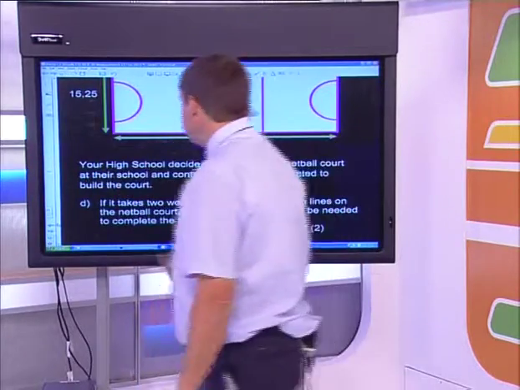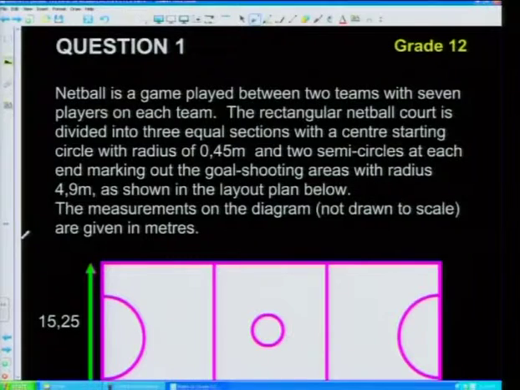Any questions? We actually do. This one comes from Isaiah, who wants to know where you got the radius of the center circle and the radius of the two semicircles. I know we went through it, but it was right in the beginning. The question said netball is a game played, and with the center starting circle with a radius of 0.45 meters, and two semicircles each with a radius of 4.9 meters. So that's where we got it from.